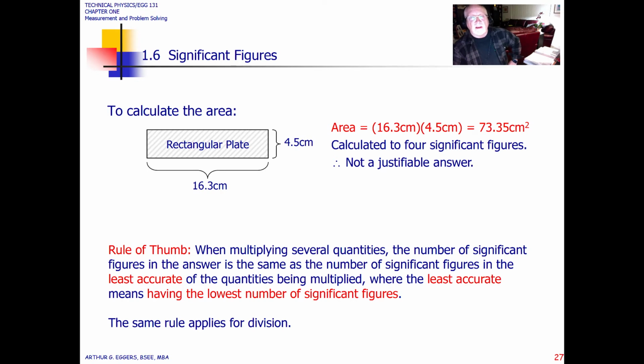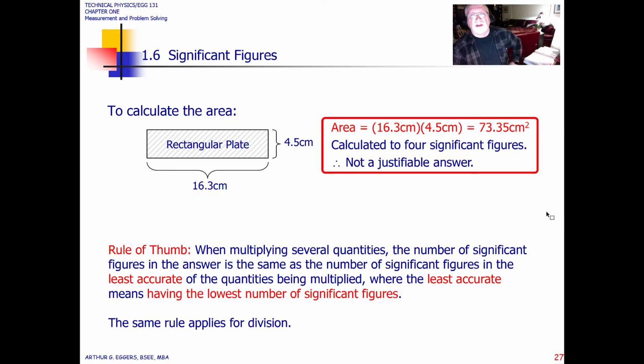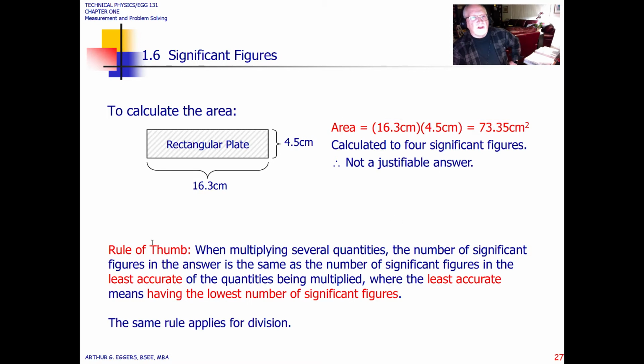So if we're wanting to calculate the area of this rectangular plate, we're looking at the surface area. We have 16.3 centimeters times 4.5 centimeters, which gives us 73.35 centimeters squared. So now we are calculated to 4 significant figures. You can't get more accuracy by using a solution that doesn't match the input. The input was 2 and 3 significant figures. So this answer is not a justifiable answer. So we deal with the rule of thumb.